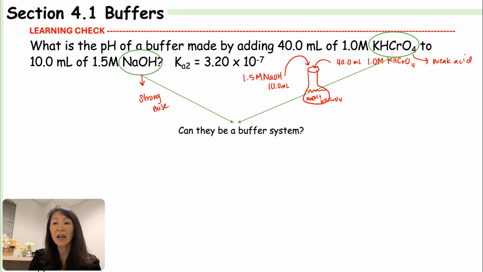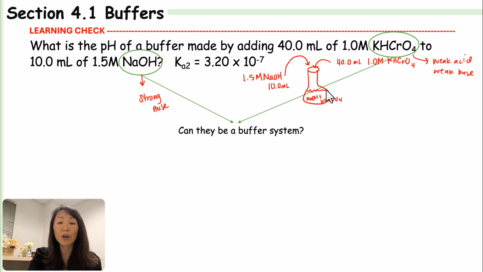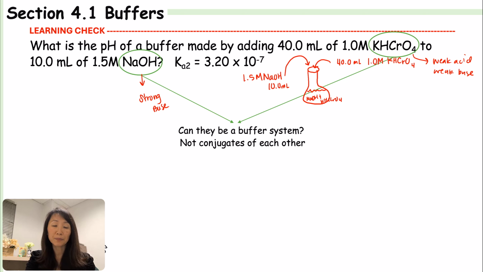In fact, this can act as a weak acid and a weak base. It depends on how it reacts with its counterpart, which is the strong base here. Since we're working with a strong base, this most likely is going to act as a weak acid. But can they be a buffer system? Because they are not conjugates of each other, you might wonder how this could be a buffer system. If it was a buffer, I should have this acid and its conjugate base, which would have been K2CrO4.